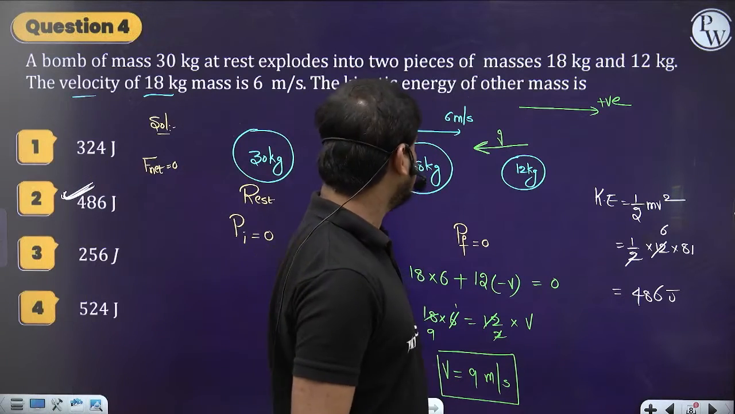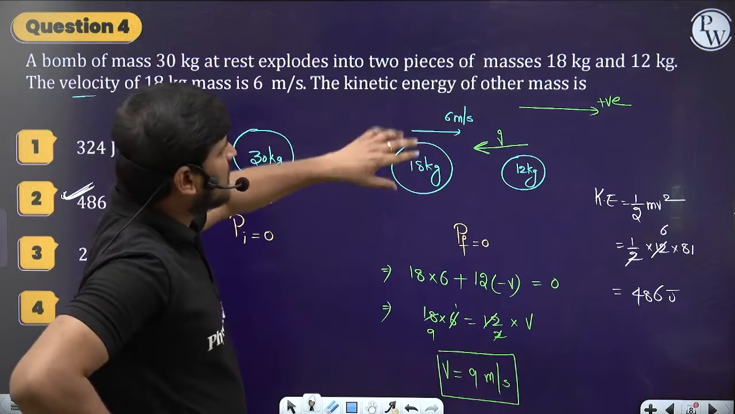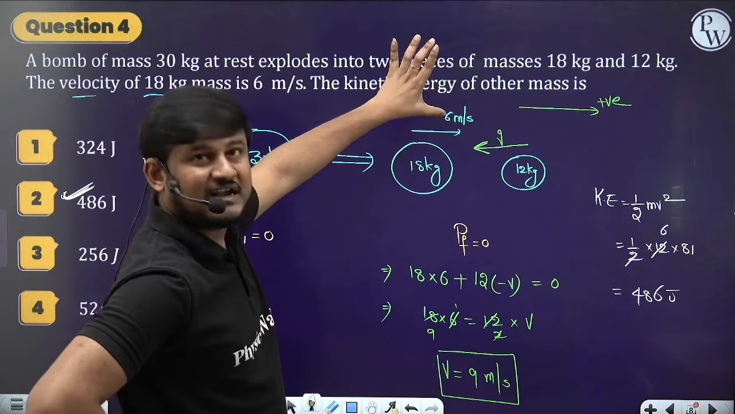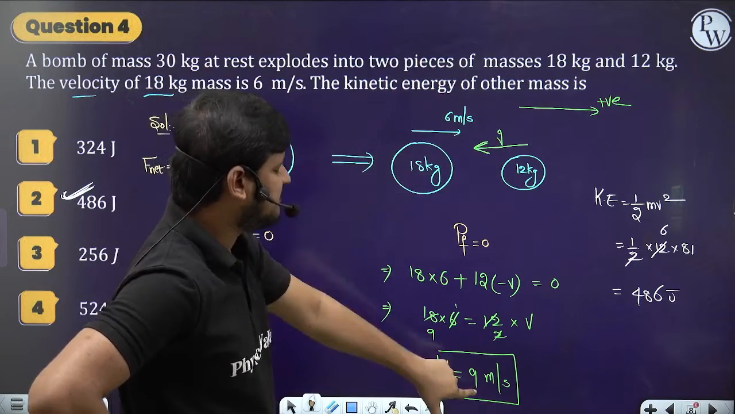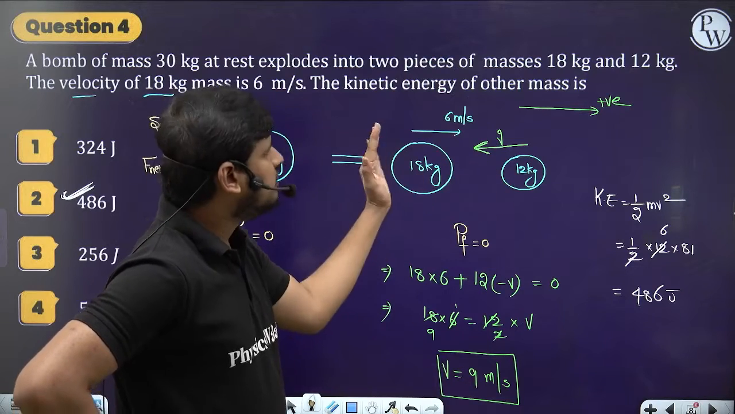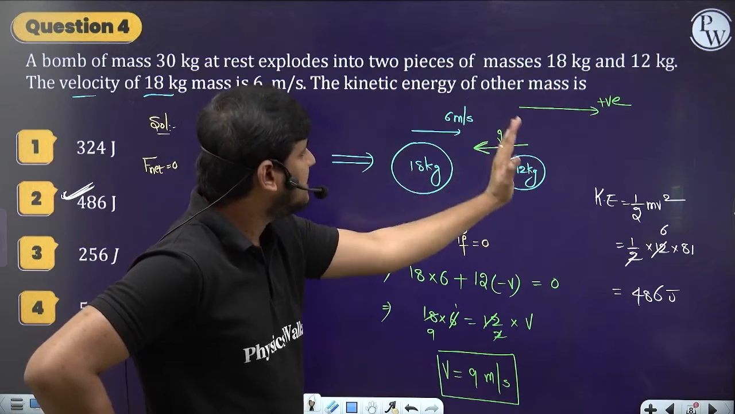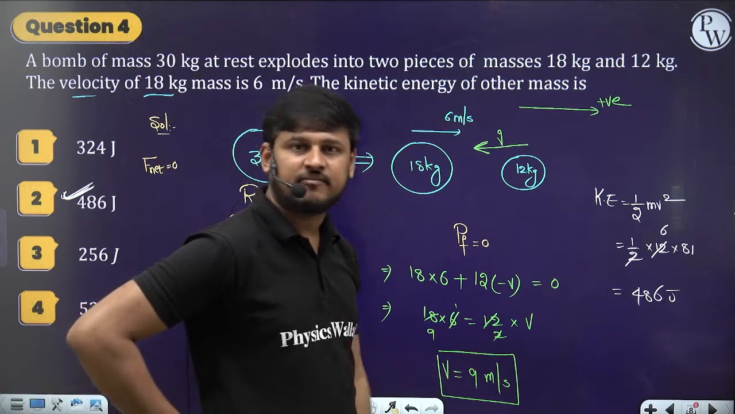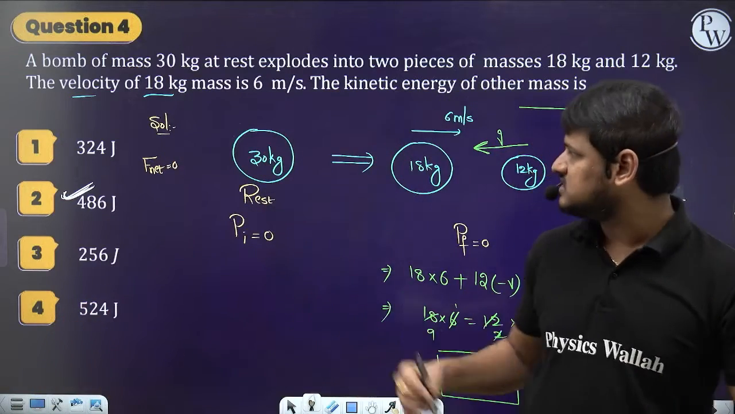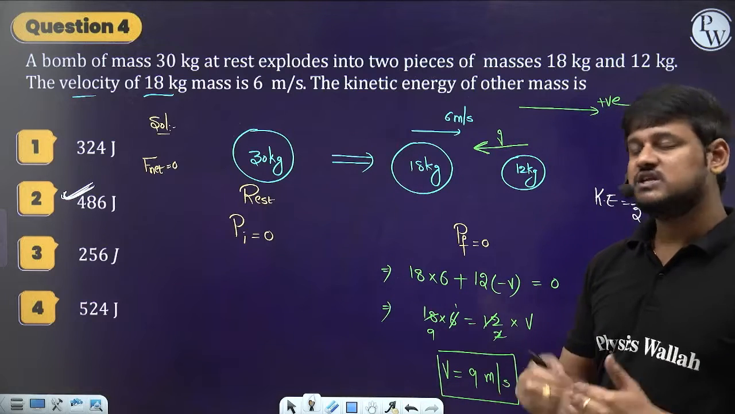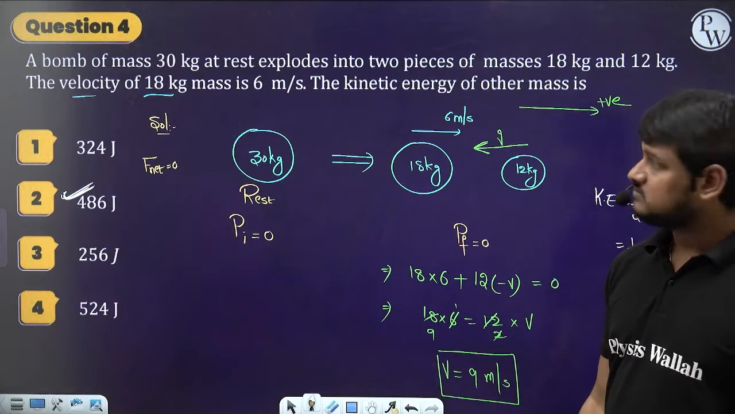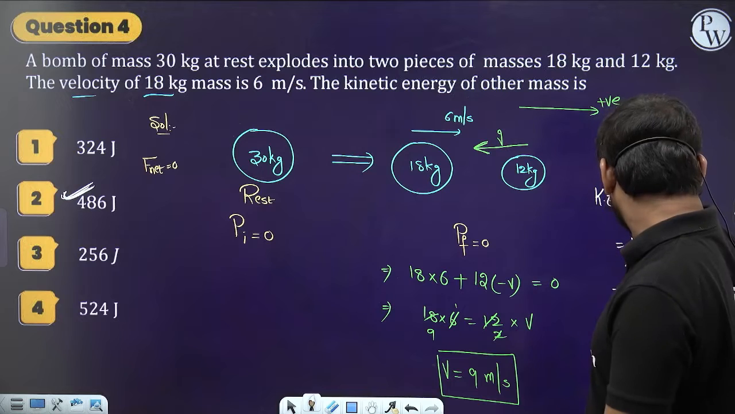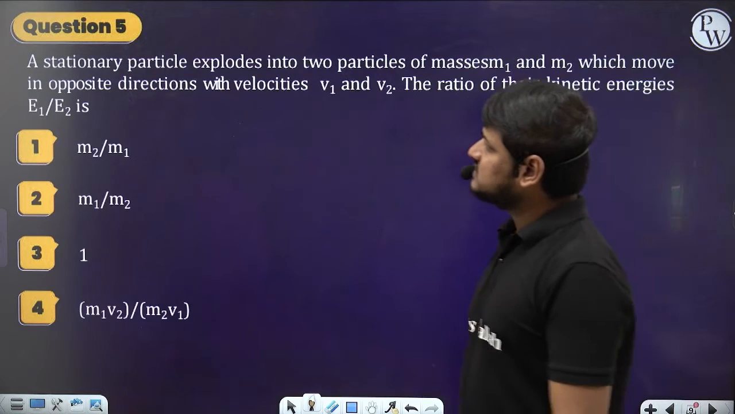Understood the concept? And you can see here 18 into 6 is 108, and 12 into v, which is 9, is also 108. So its momentum is 108 to the right side and the other's momentum is 108 to the left side. So the momentum is conserved, we can say. Understood the concept now? This is just the one dimensional one, so we still have to do the two dimensional thing. Done? Clear? Chalo, let's take one more question.